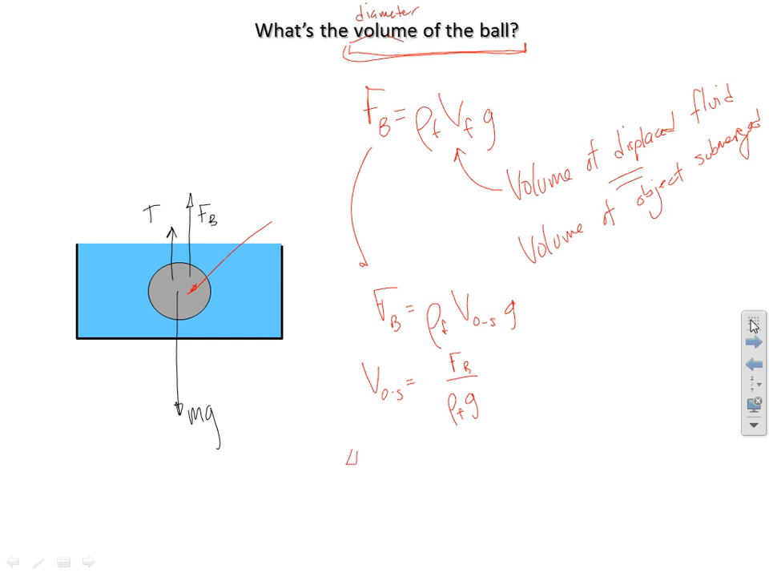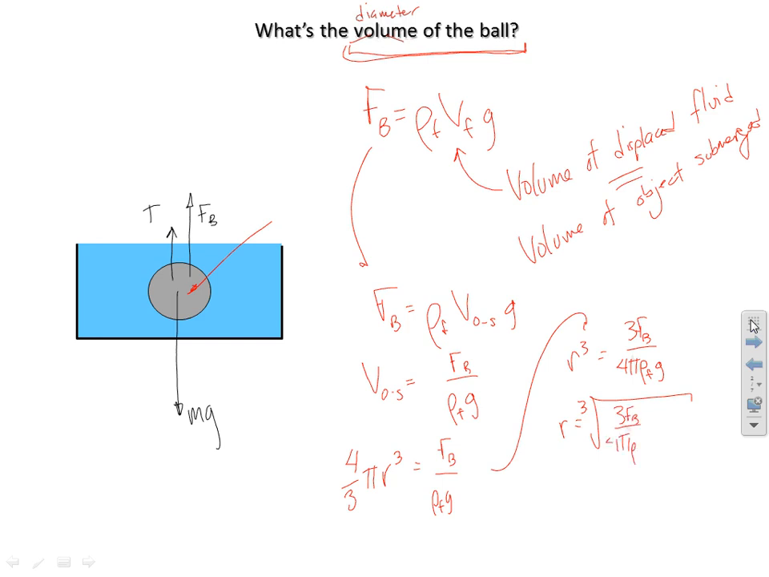Well, the volume of a sphere, here's one you're going to need to get familiar with, is 4/3 pi r cubed, which equals FB over rho fluid G. We can find the radius: r cubed is 3 FB over 4 pi rho fluid G, or r is the cube root of all that. And then, of course, the diameter is going to be 2 times the radius. So you figure that out and measure it against your theoretical answer here. I got pretty good results when I ran through it myself.